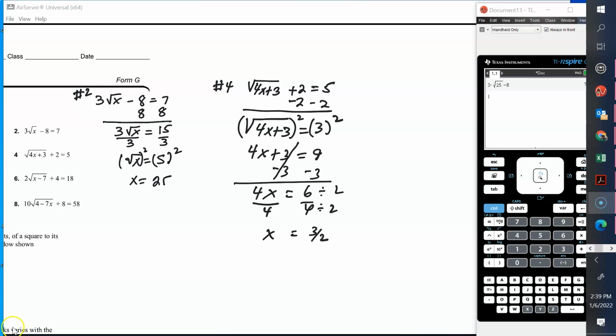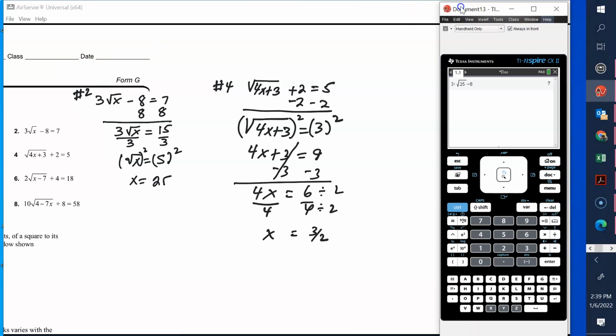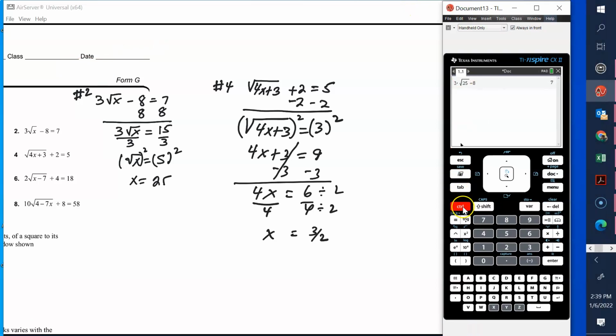So what you have is 3 over 2. And if you want to check, you're going to substitute into the calculator. Control x squared. So you have 4 times 3 divided by 2 plus 3. And then you move the cursor outside the radical. Plus 2. And you get 5. And that's correct.